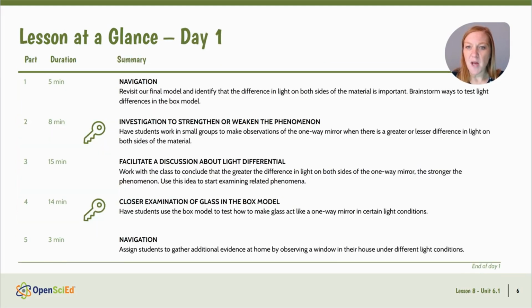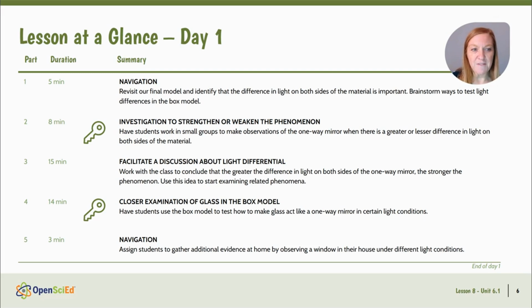We'll start out day 1 of this lesson by revisiting our final model from lesson 7 and identifying that the difference in light on both sides of the material is important. So we're going to investigate our box models one last time by making observations of the one-way mirror when there's more or less difference in light on both sides of the material. And then when we finish our investigation, we will agree that the greater the difference in light on both sides of the one-way mirror, the stronger the phenomenon.